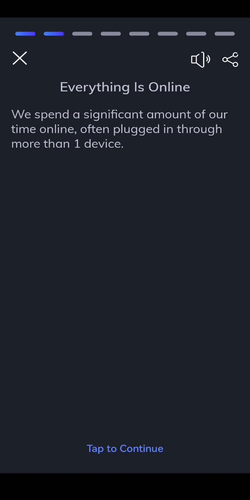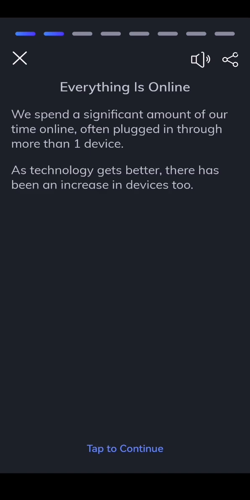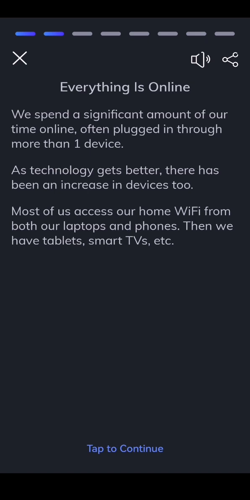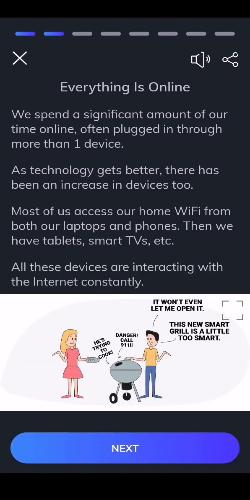We spend a significant amount of our time online, often plugged in through more than one device. As technology gets better, there has been an increase in devices too. Most of us access our home Wi-Fi from both our laptops and phones. Then we have tablets, smart TVs, etc. All these devices are interacting with the Internet constantly.